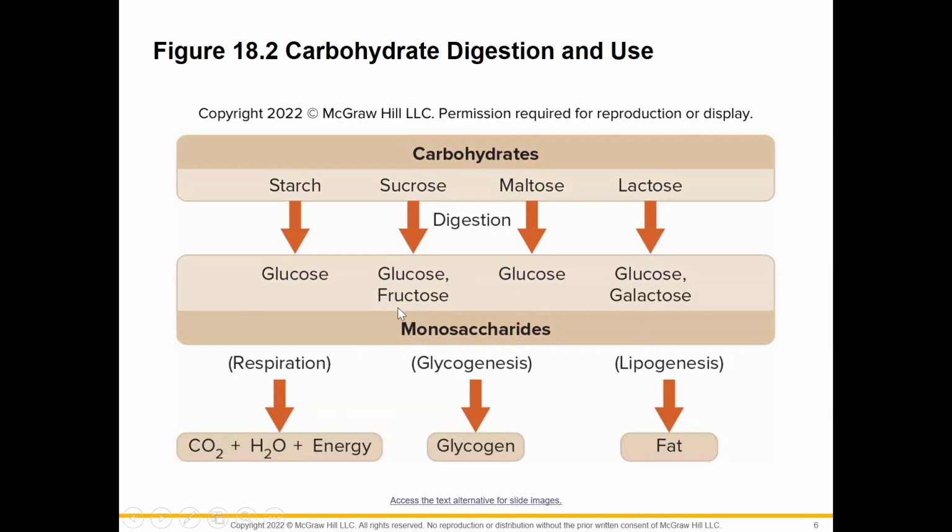You then take these products, these monosaccharides, and you use them in processes like respiration, right? So you respire to help produce energy. Glycogenesis, so producing glycogen to be stored in your muscle cells, or lipogenesis: you produce fat cells from the monosaccharides.